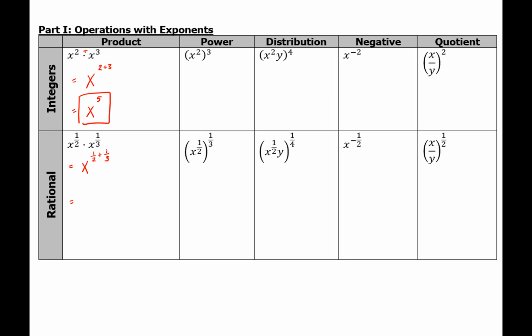Okay, so let's go back to our rules and go through all of these, and then we'll do some fraction work. So for the power rule with integers in Algebra 1, you learned that if you had a base raised to a power, and then that entire quantity was raised to another power, that you could take those two exponents, the 2 and the 3 in this case, and multiply them together. So that would be 2 times 3. And 2 times 3 is, of course, 6, so that simplifies to x to the 6th power.